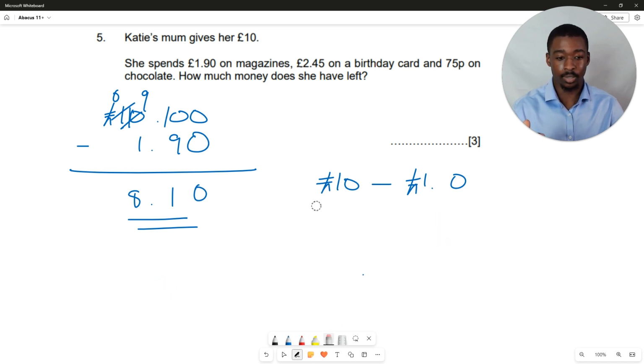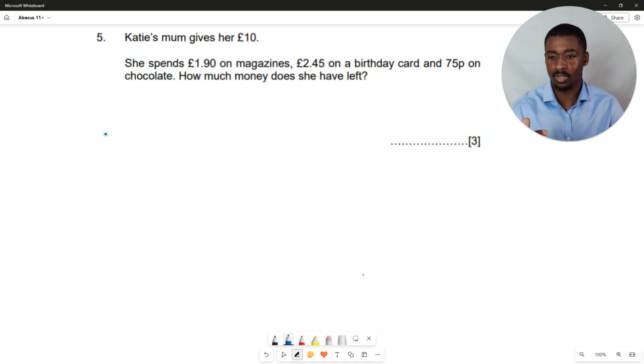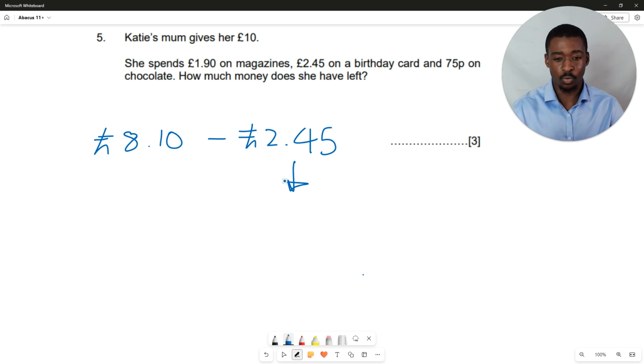Okay, so let's clear all this up. We know we're starting with £8.10. And once we have £8.10, we're now subtracting £2.45. Let's try and use our mental maths here. So £8.10, we're subtracting now £2.45 that she spent on a birthday card. Here, what's £2.45 very close to? It's very close to £2.50. So we can do £8.10 minus £2.50.